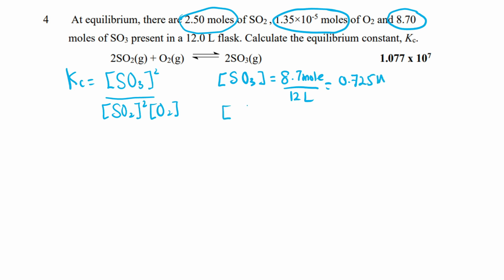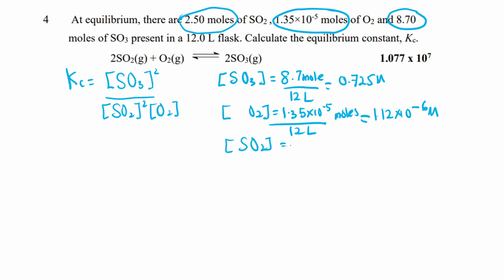Okay, and then concentration of SO2, 1.35 exponent negative 5 moles over 12 liter. Sorry, this one is O2. Concentration of O2 1.35 exponent negative 5, 1.12 exponent negative 6 molar. And then concentration of SO2, 2.5 moles over 12 liter. So we got 0.208 molar. Okay, dah dapat concentration, bolehlah kita kira apa?